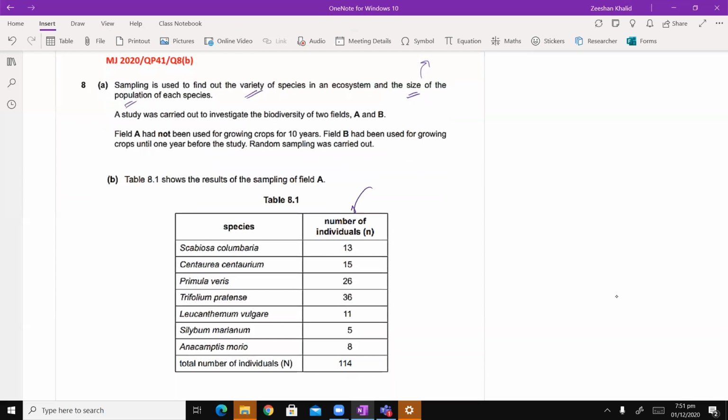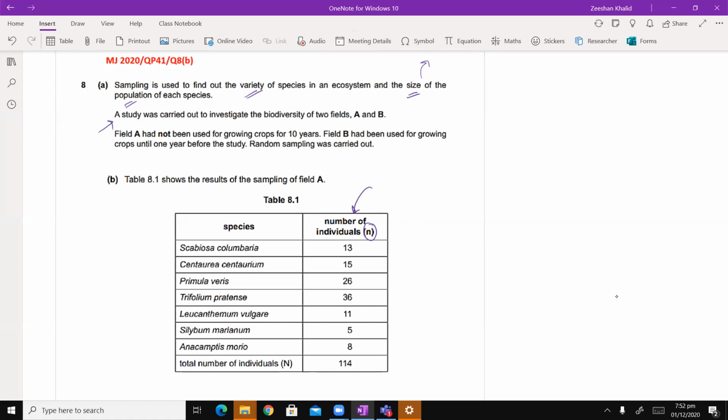As you can see on the table, it is also labelled with a small n. Okay, a study was carried out to investigate the biodiversity of two fields, A and B. Field A had not been used for growing crops for 10 years. Okay, field A we didn't grow crops for 10 years. Field B had been used for growing crops until 1 year before the study.